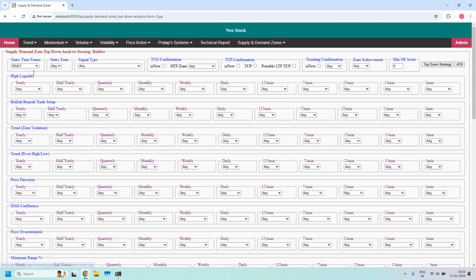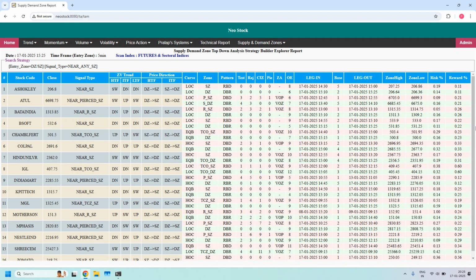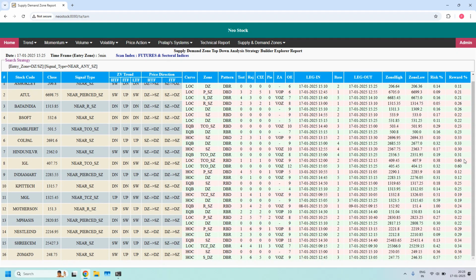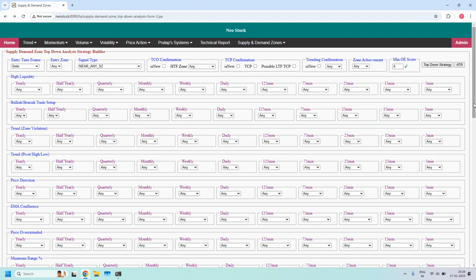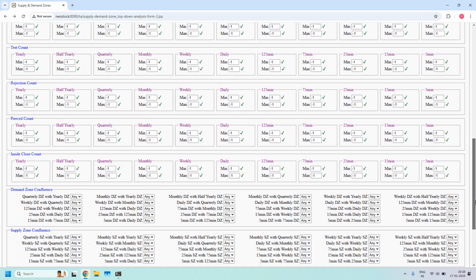That is what zone confluence. Okay, next for 5 minutes time frame, stocks near 5 minutes supply zone, we got 16 stocks. So for first 15 stocks in the list, I'm scrolling the list down. Now let us filter how many of these 16 stocks are having a ITF supply zone confluence. That is 5 minute supply zone with 15 minute supply zone confluence. I'm enabling the filter.